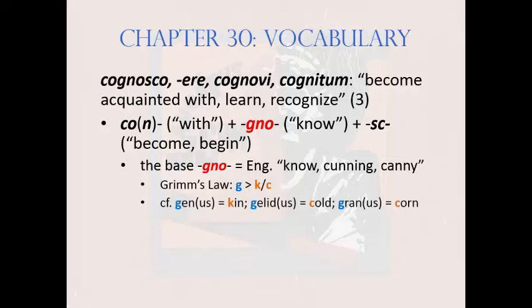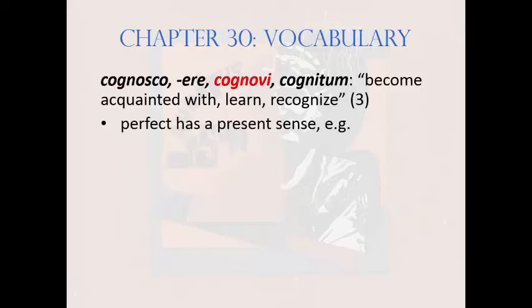You can see the same type of change in English kin, which is cognate with Latin genus. They share the same basic sense, birth. Also cold, which is cognate with Latin gelidus, meaning chilly, and corn, the English counterpart of the Latin word granum, meaning grain. Finally, one last thing to note here centers around the meaning of cognosco.